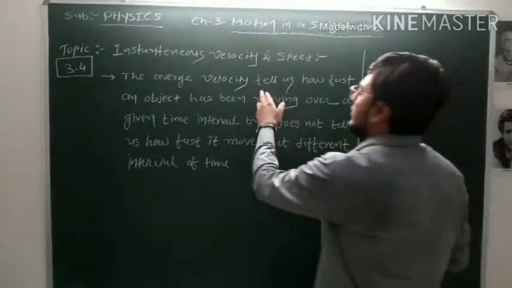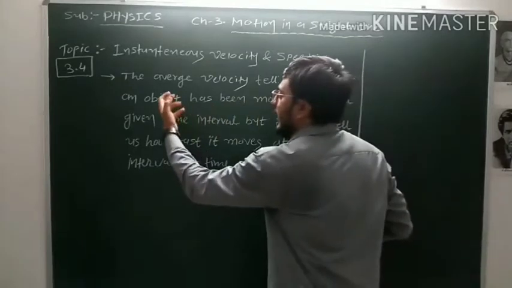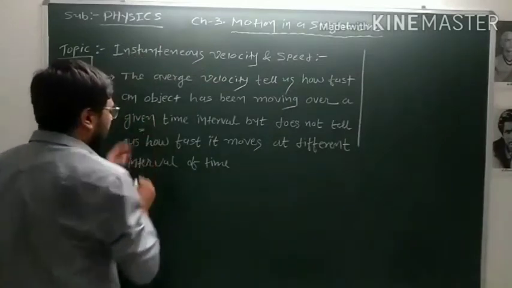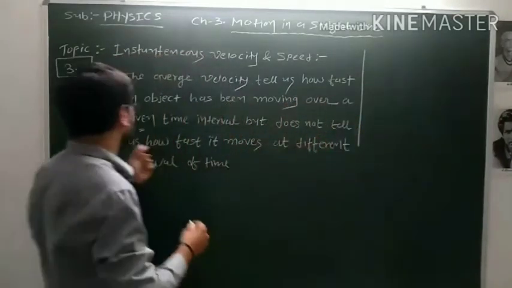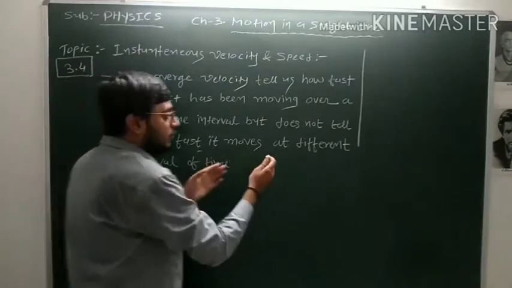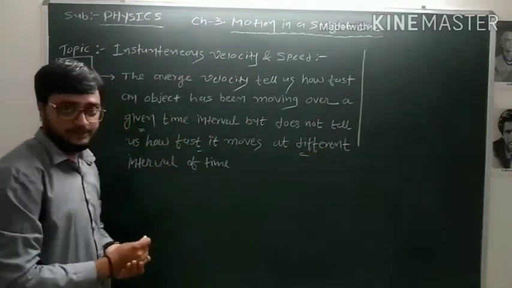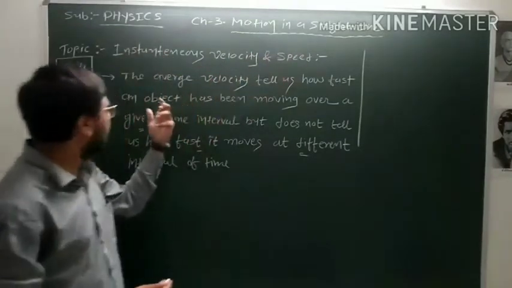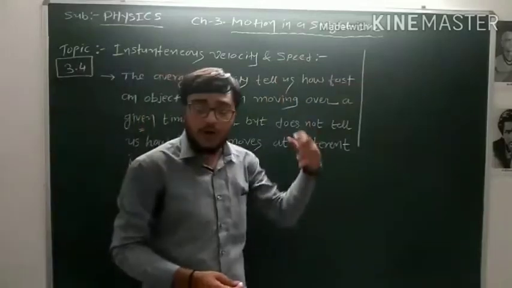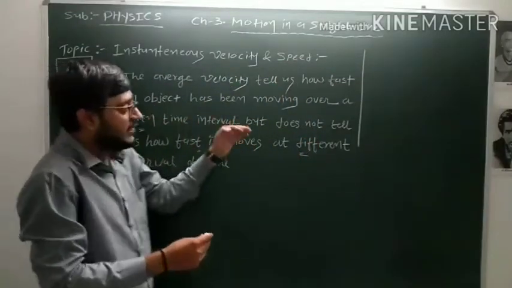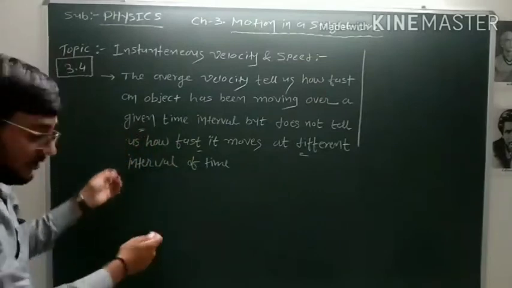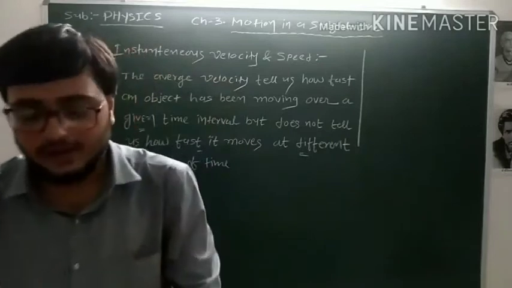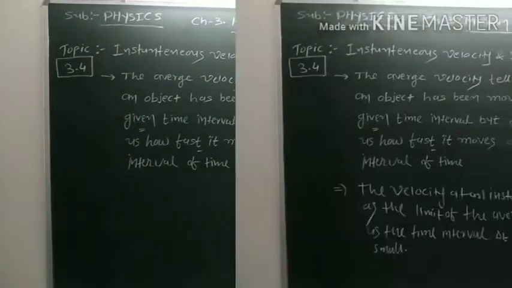The average velocity tells us how fast an object has been moving over a given interval of time, but does not tell us how fast it moves at a different interval of time. Again, we can read: the average velocity tells us how fast an object has been moving over a given interval of time, but does not tell us how fast it moves at a different interval of time. So here we need to introduce the instantaneous velocity.